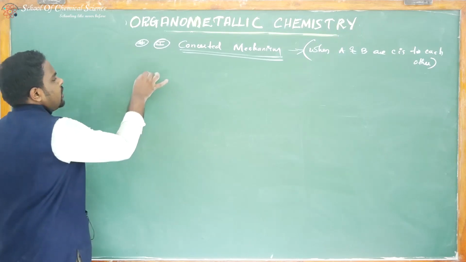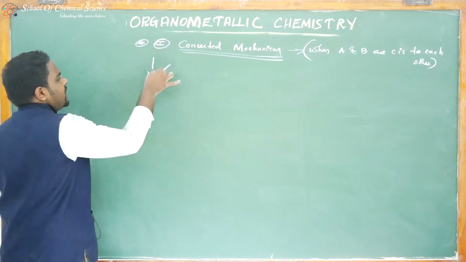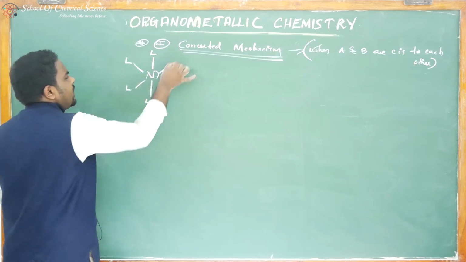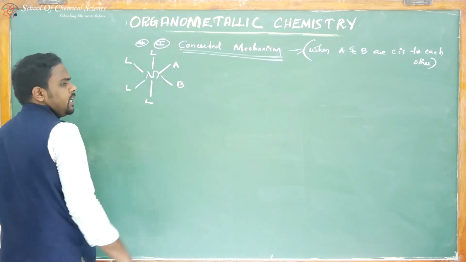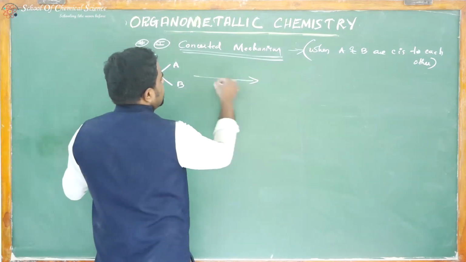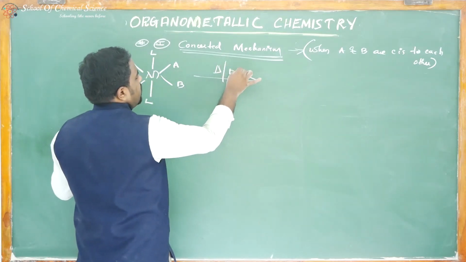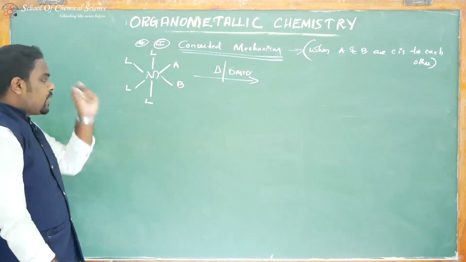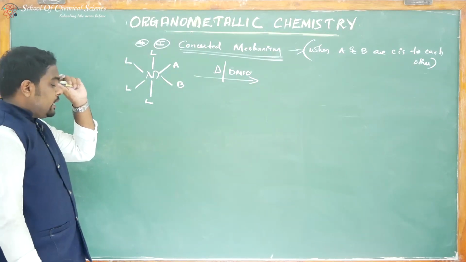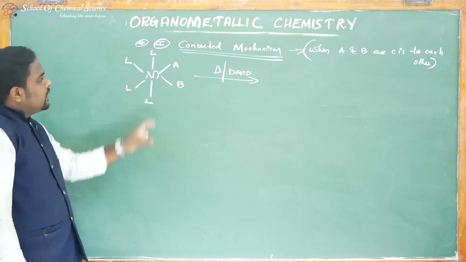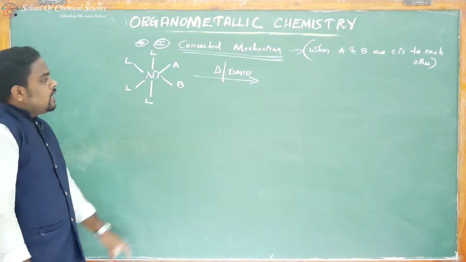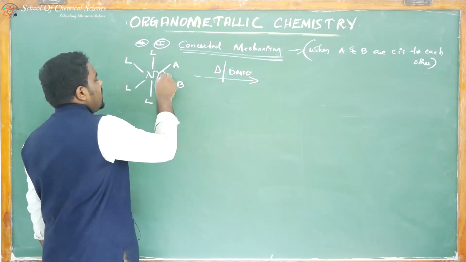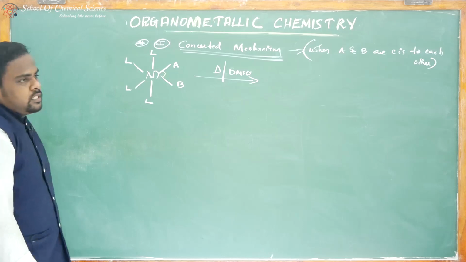For example, a metal, let it be an octahedral complex. Here an L is there, L, here an A and B. Heating in the presence of a DMSO type solvent. Here L is a neutral bulky ligand. A and B are anionic ligands, and your anionic ligands are cis. That means they are at an angle of 90 degrees. So they are cis to each other.